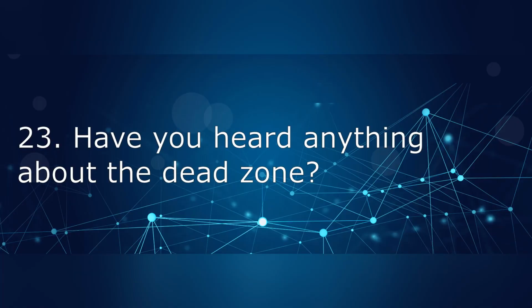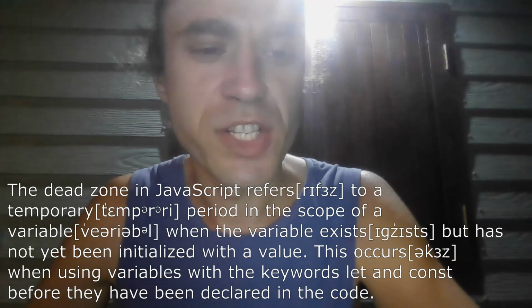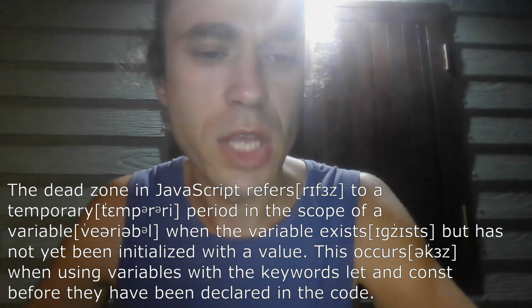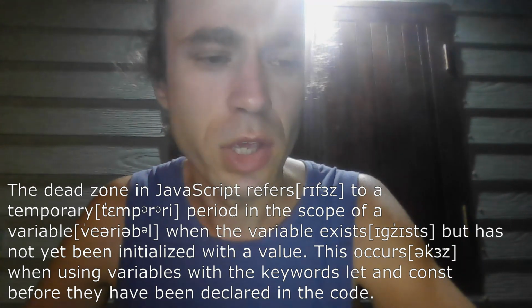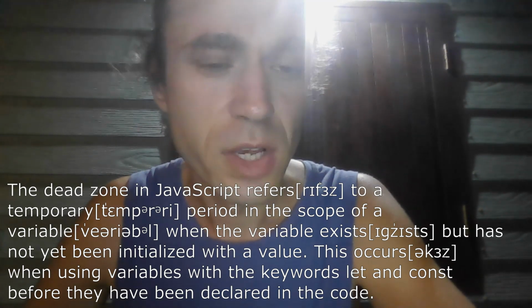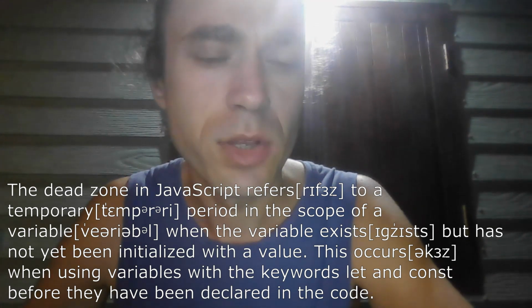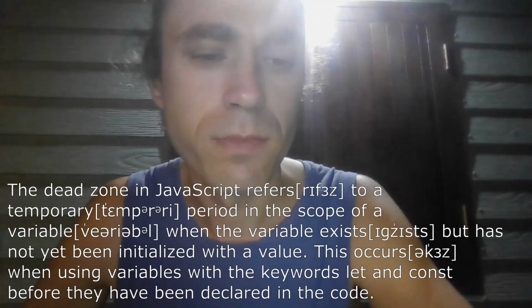Have you heard anything about the dead zone? The dead zone in JavaScript refers to a temporary period in the scope of a variable, when the variable exists but has not been initialized with a value. This occurs when using variables with the keywords let and const before they have been declared in the code.